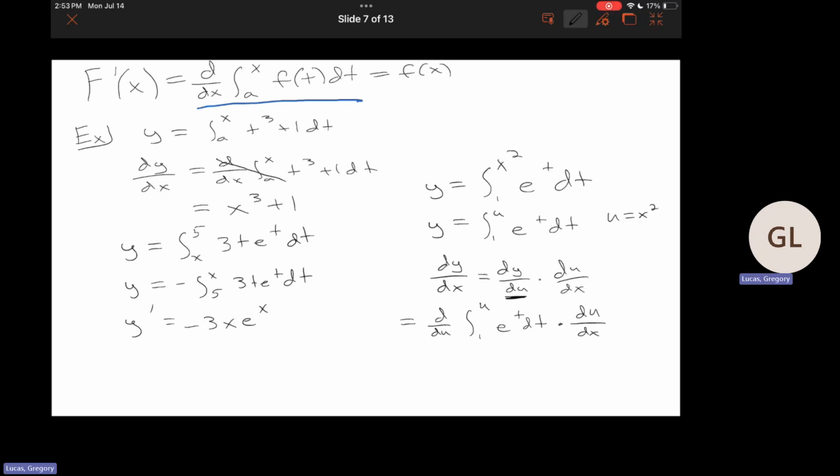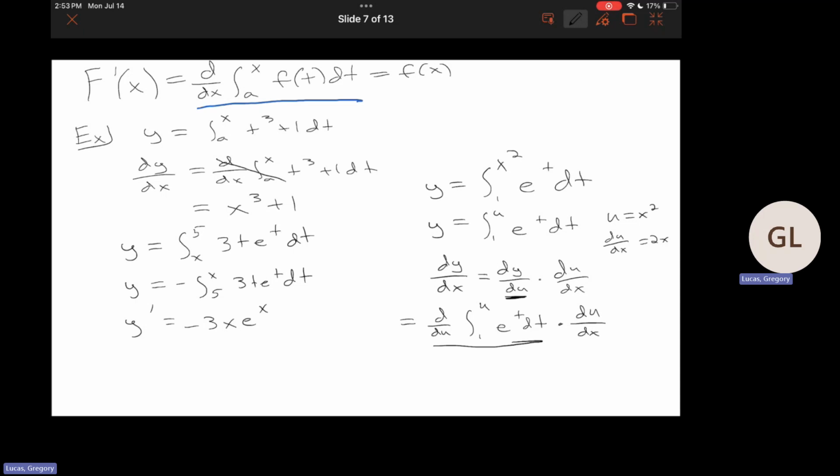So this is this part. And then we have to multiply by an extra du dx. But what is du dx? It's the derivative of u with respect to x. So it's 2x.